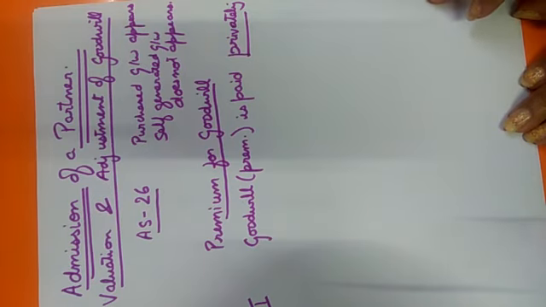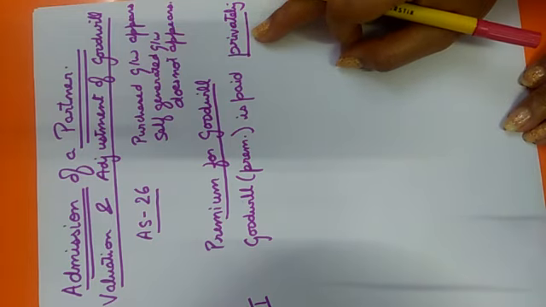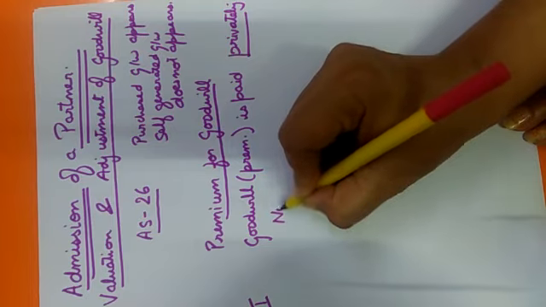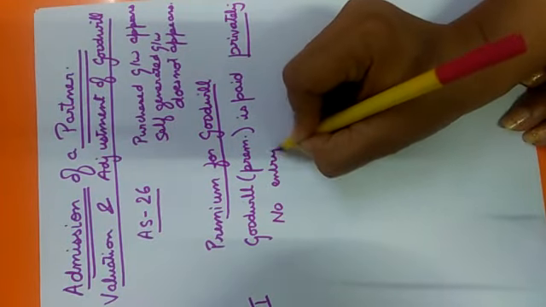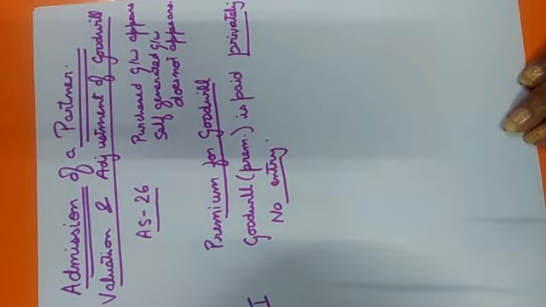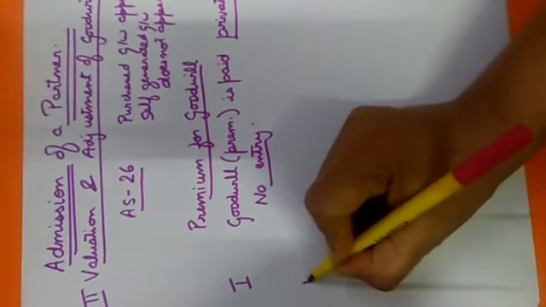Anything that takes place outside the business has nothing to do with the business. Since the new partner paid premium for goodwill to the partners outside the business, there is no entry in the books of accounts. Since the settlement took place outside the business, no journal entry will be passed.